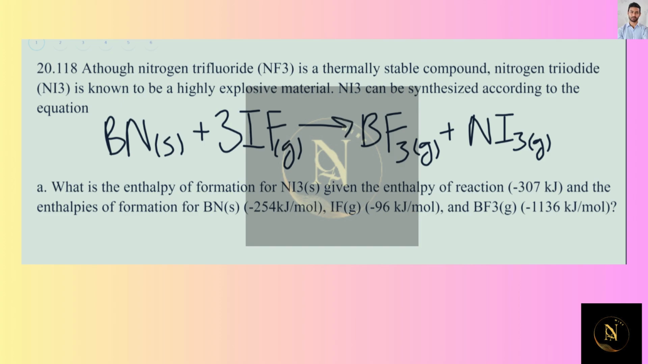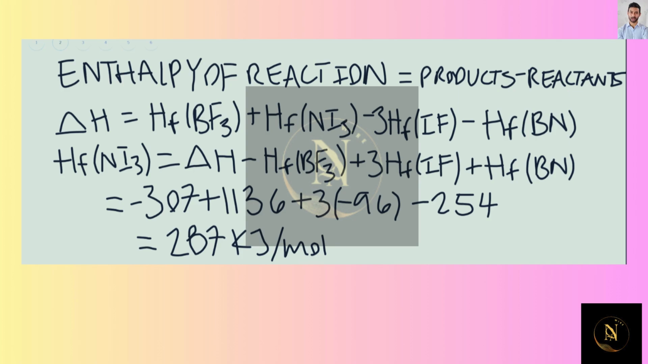So how are we going to solve this? Well, we know that the enthalpy of reaction is equal to the enthalpy of formation of the products minus the enthalpy of formation of the reactants, each multiplied by their stoichiometric coefficients. So we have our delta H is equal to HF of BF3 plus HF of NI3 minus 3 times HF of IF minus HF of BN. So all we have to do is solve this equation for HF of NI3, and then plug in all the numbers that we were given in the problem.